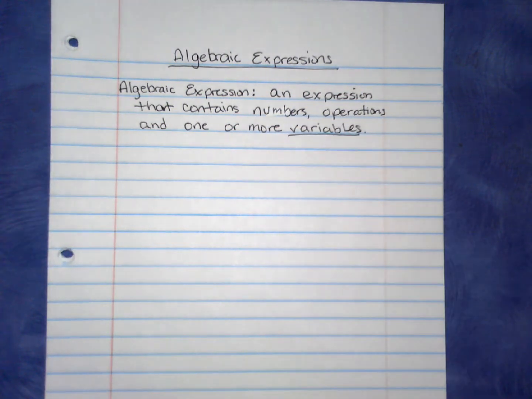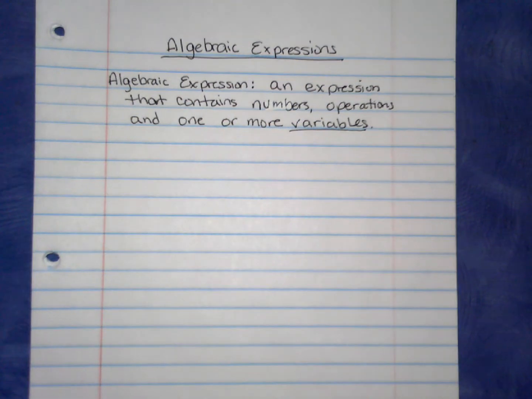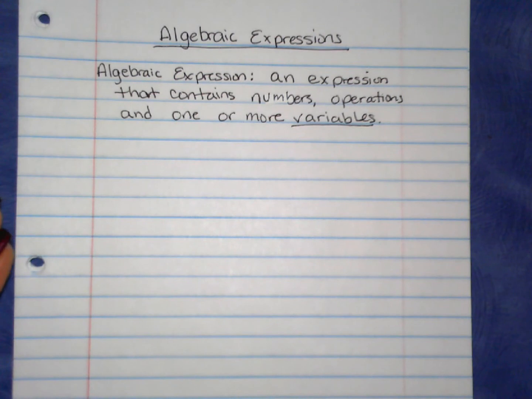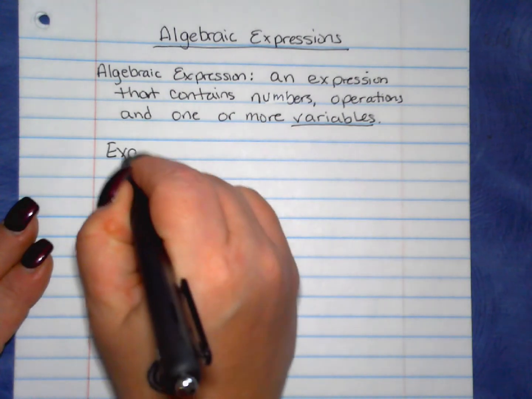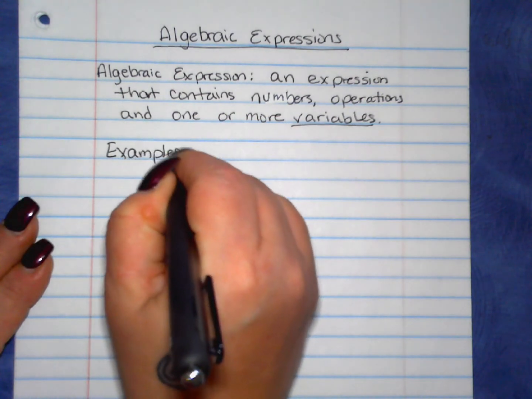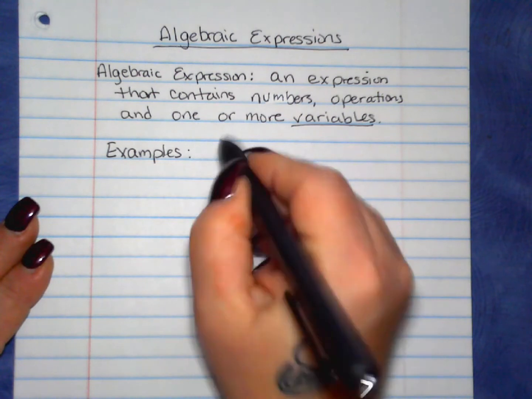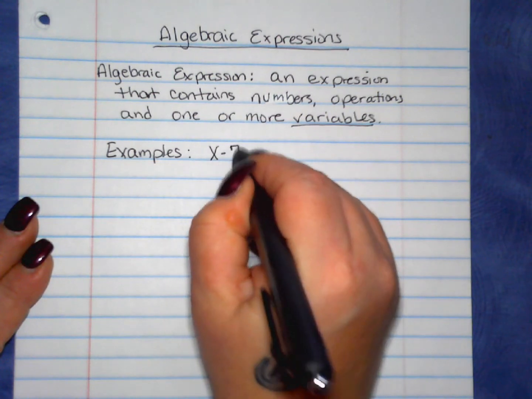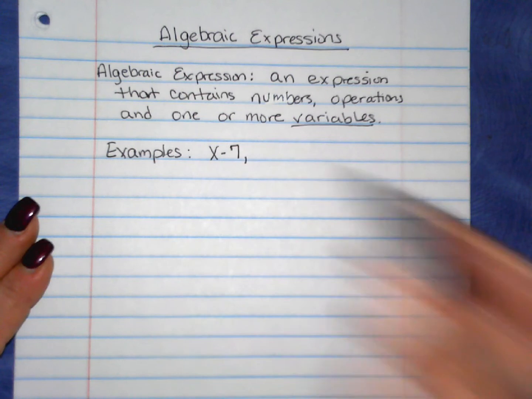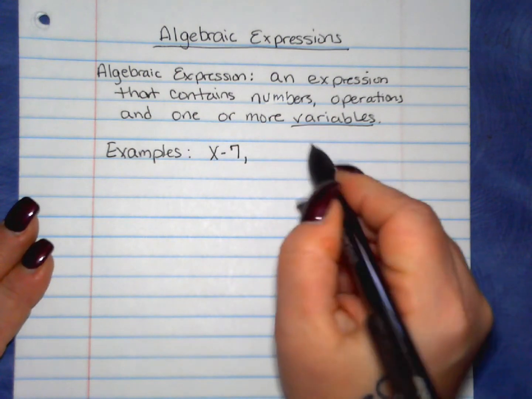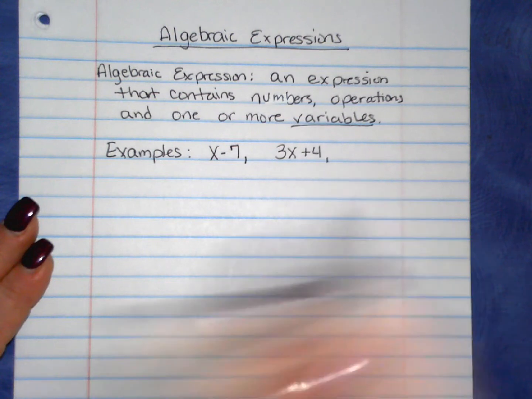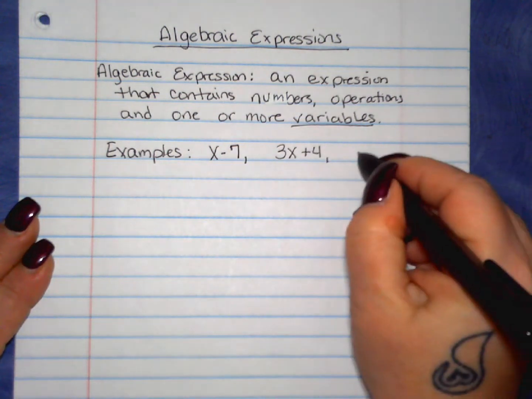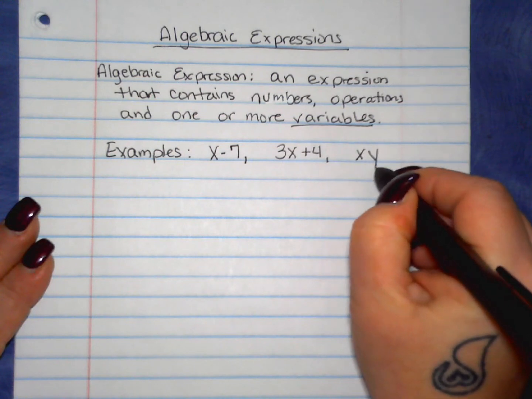So I'm going to show you some examples of an algebraic expression. I'm going to make this a little bit bigger too so that you can see it better. Okay, so here are some examples. x minus 7. That is an expression. 3x plus 4. That's an expression. xy. That's an expression.